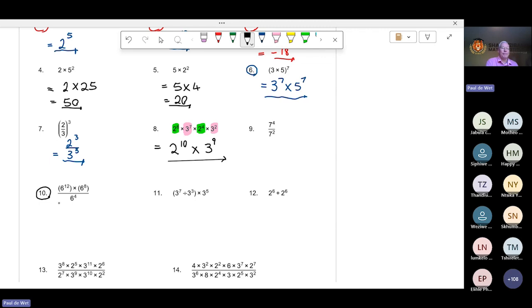Let's look at number 10. On the top, we've got a whole lot of 6's multiplying together. All right, lots of them.